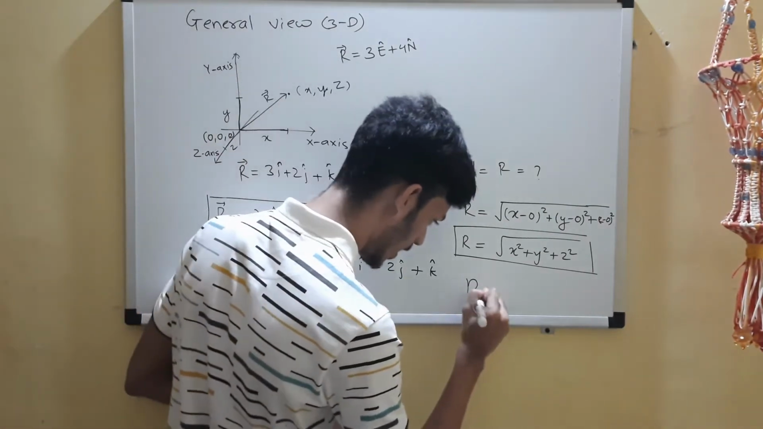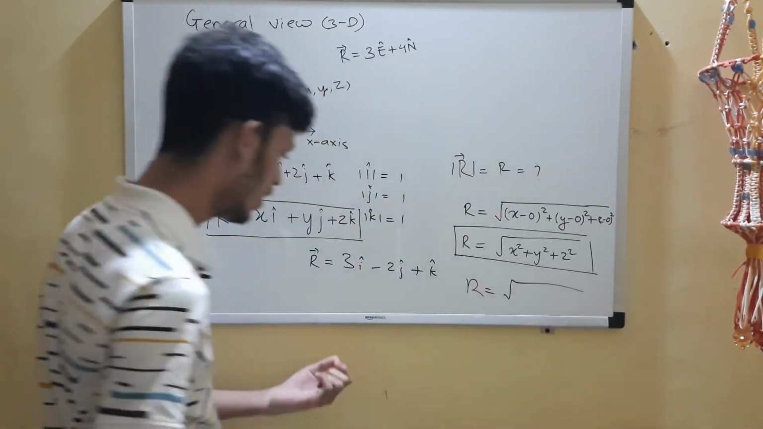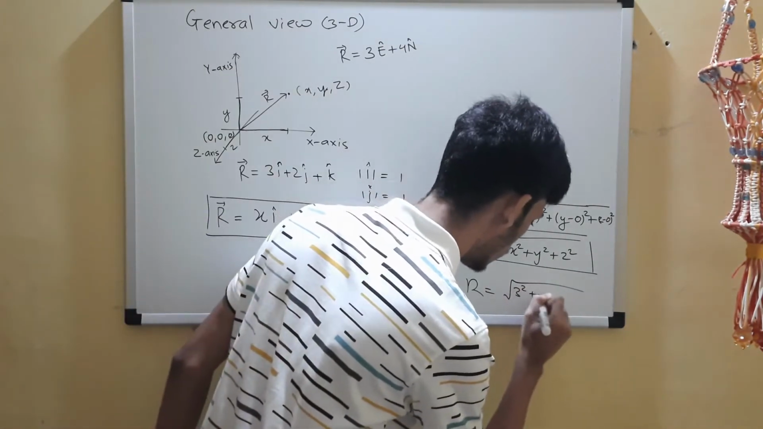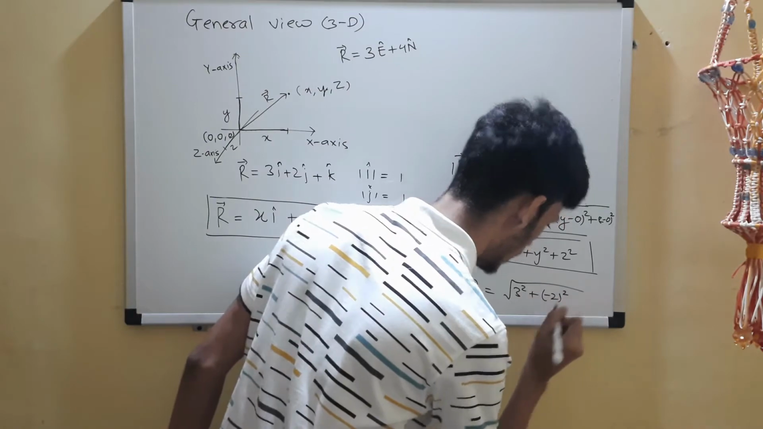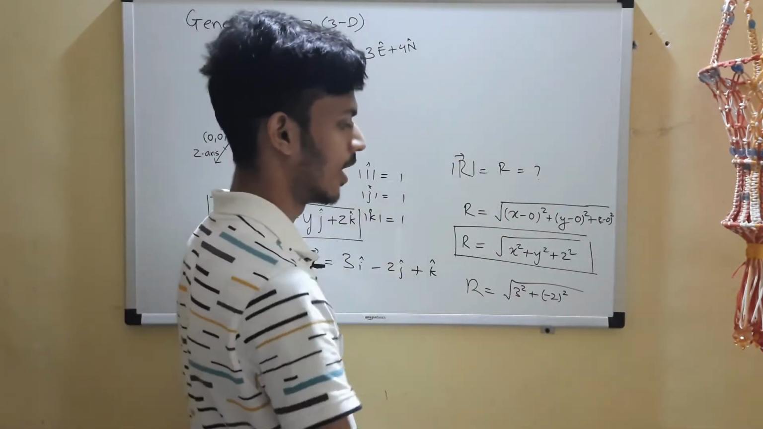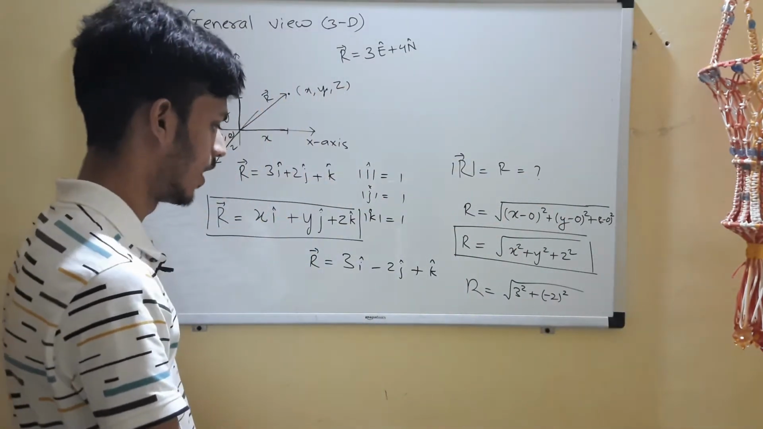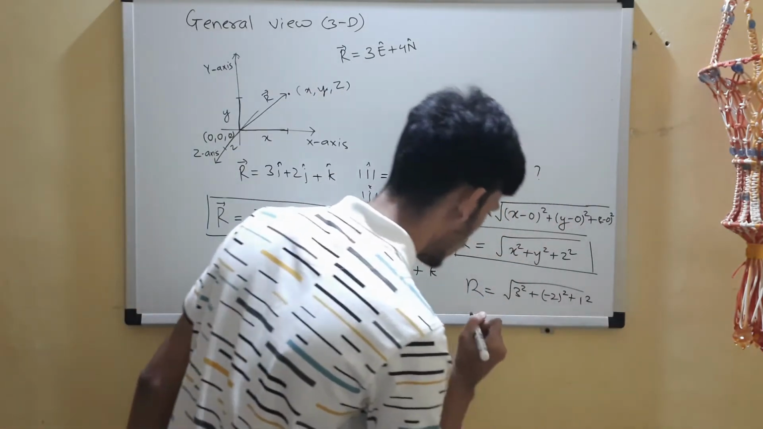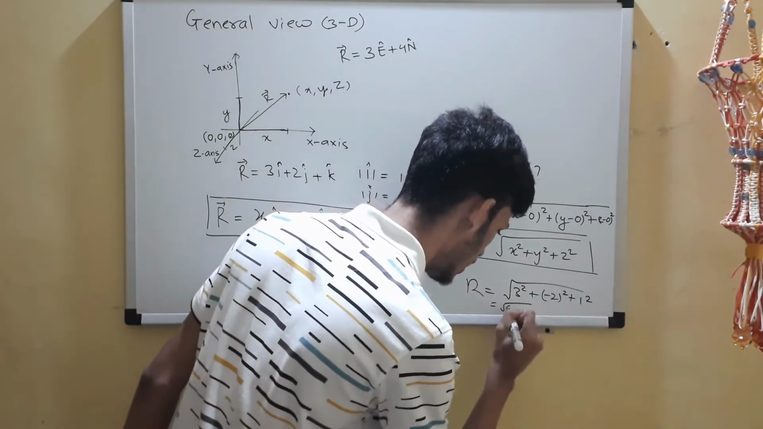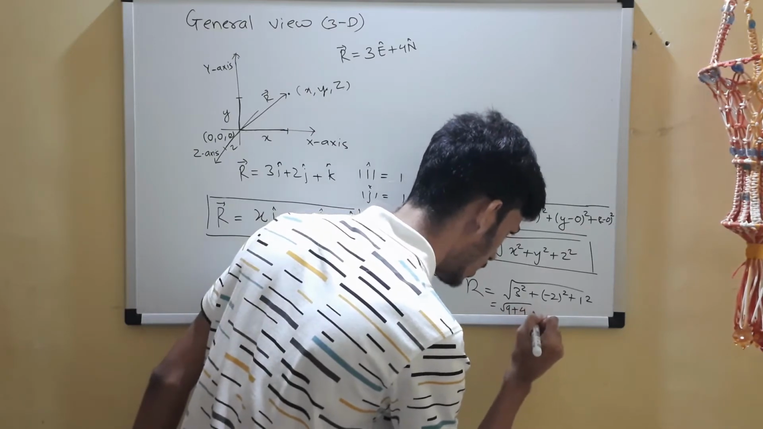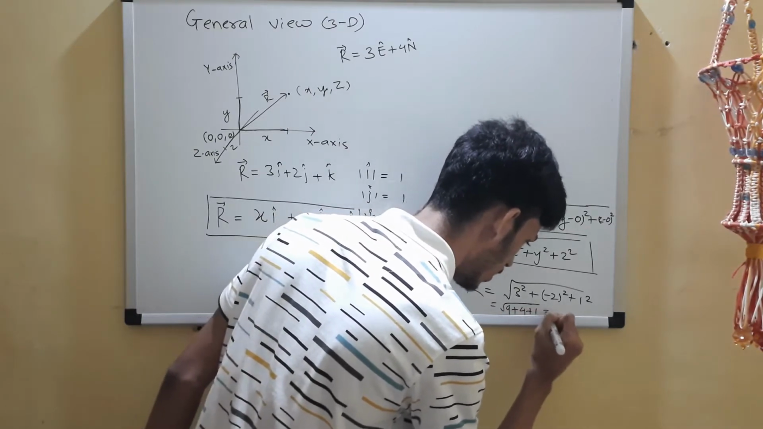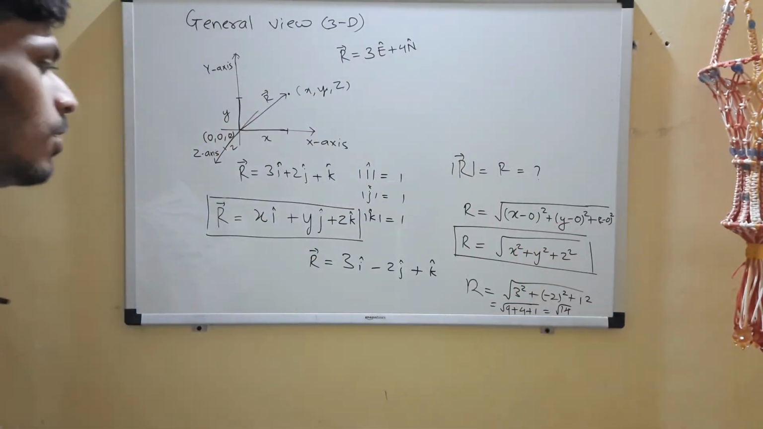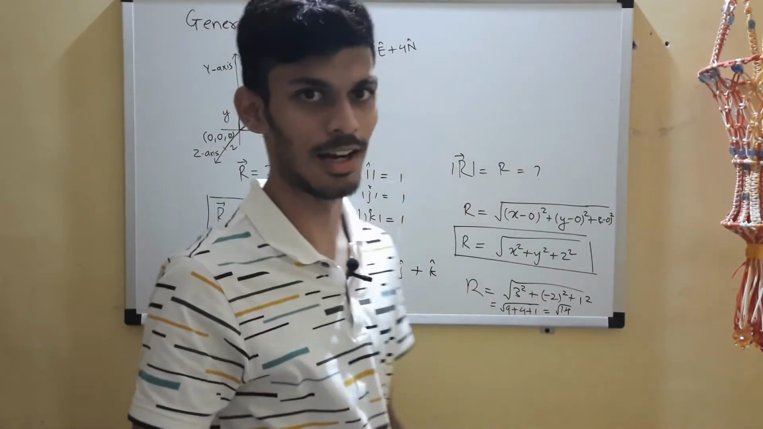Easy, sir. I can do that. So 3 square plus 2 square plus 1 square. Even if you place them with the sign, it won't make a difference because negative squared is positive, right? So that gives us 9 plus 4 plus 1, so 14. So the magnitude of this vector is under root 14.